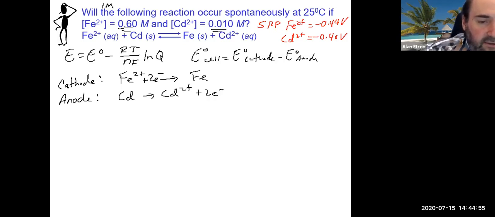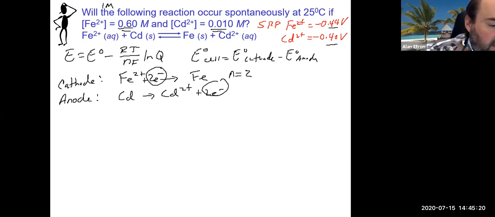That is also different than what we would get if we went by the values that were given to us. If we went by the more positive one, the cadmium would be our cathode and the iron would be our anode. But because of the overall reaction, we do have to look at it and see what's happening. This also helps us with one thing that we need: N is going to equal 2 in this case, right?